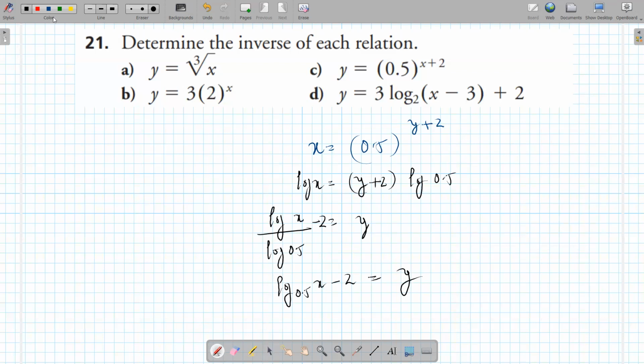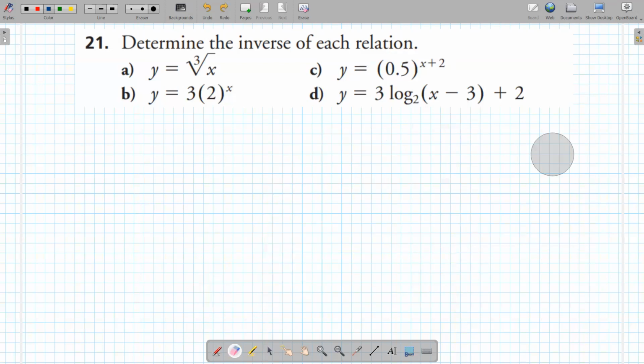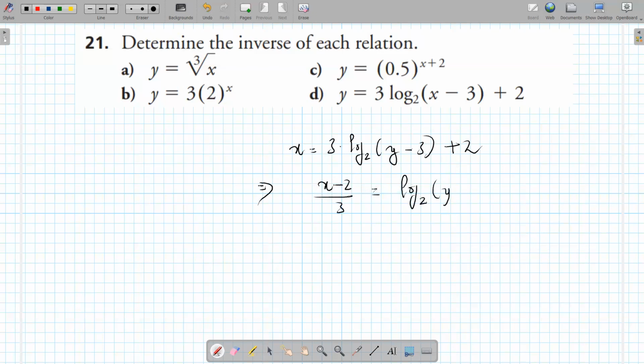So look at what happened here. We're trying to find the inverse. We started off as an exponential equation. We got a log equation, and we know they're the inverses of each other. For D, we have a log equation. Our inverse should be an exponential equation. Let's see if we can come up with that. So x equals 3 times log base 2 of y minus 3, plus 2, like that. How do we solve this for y? You subtract 2. Okay, let's subtract 2. Let's divide by 3 as well. Now what?